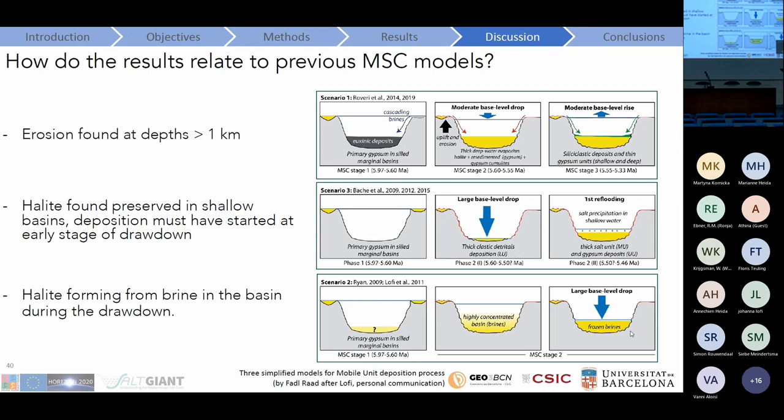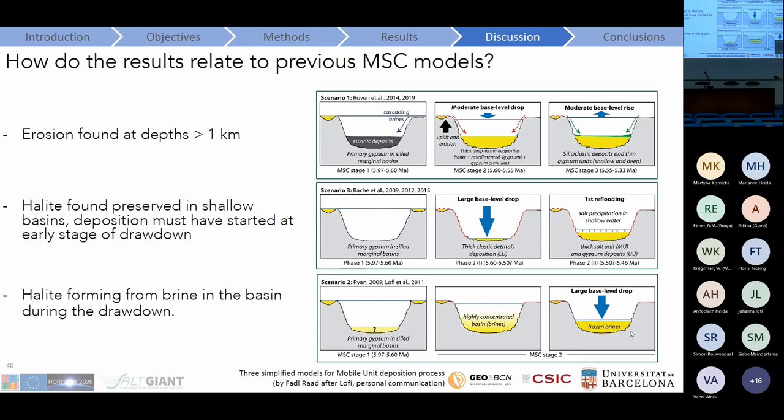So in our results, we see that erosion is found at depths well over 1 kilometer. And so this does not fit very well with the first class of model. And because we find halite preserved in relatively shallow basins on the Balearic Promontory, this informs us that deposition probably must have started at a relatively early stage of the drawdown. So the second scenario also does not fit very well with our results.